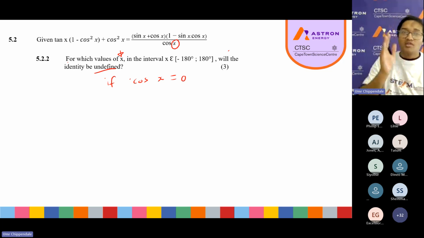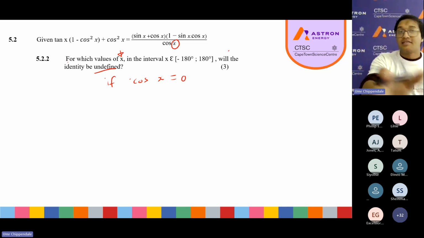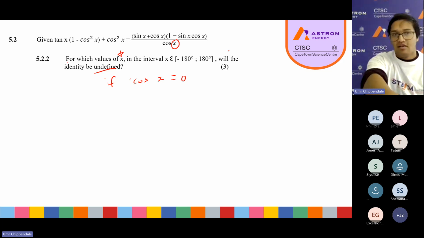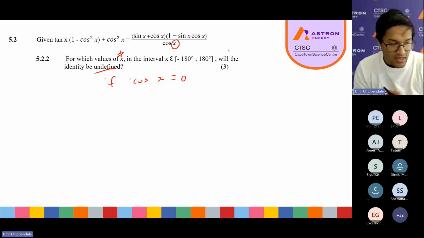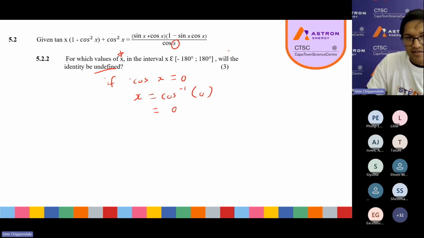So if we make cos of x equal 0, then we'll be able to find the values that will make it undefined. Now, you can't just write that if cos is equal to 0 it will be undefined, because that's not the final answer or what they want. What you need to do is see what values of x will make cos x equal 0. The way you do that is by using cos x equals 0 and making x the subject of the formula. So that is cos inverse of 0. If you type that in your calculator, you'll get 90.